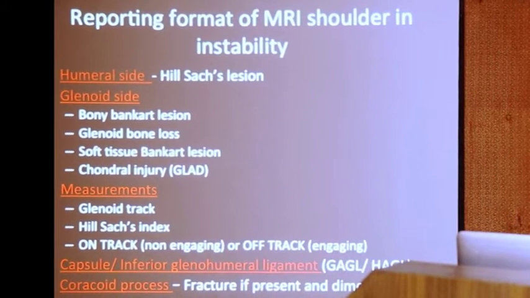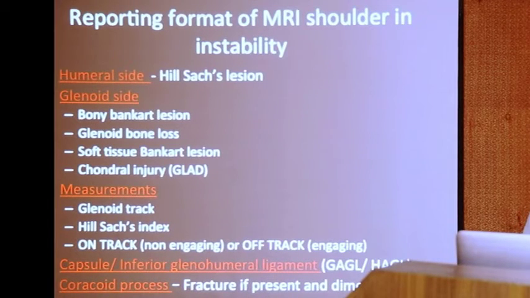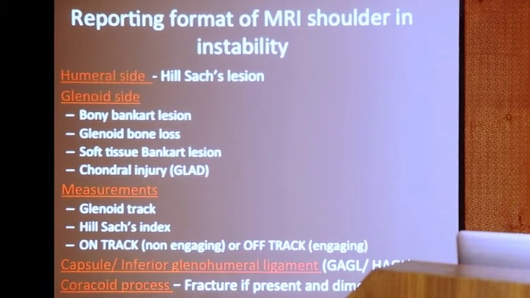And this is how we get an idea of on-track or off-track morphology. By on-track, I mean that it is not going to engage. By off-track, I mean that the shoulder is going to engage. Then next we discuss the capsule or the inferior glenohumeral ligament. And finally, we also mention the status of the coracoid process, because if the glenoid bone loss is high, orthopedic surgeons consider a Latarjet procedure, for which they take out the coracoid process and fill in the glenoid defect.